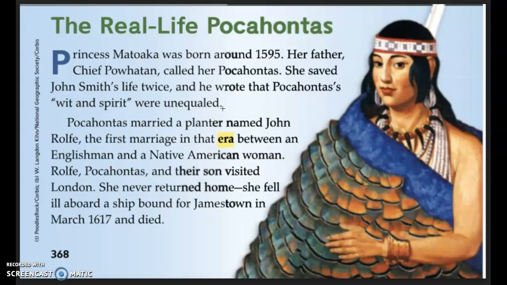Rolfe, Pocahontas, and their son visited London. She never returned home. She fell ill aboard a ship bound for Jamestown in March 1617 and died. So we already have our first few details from the first paragraph.